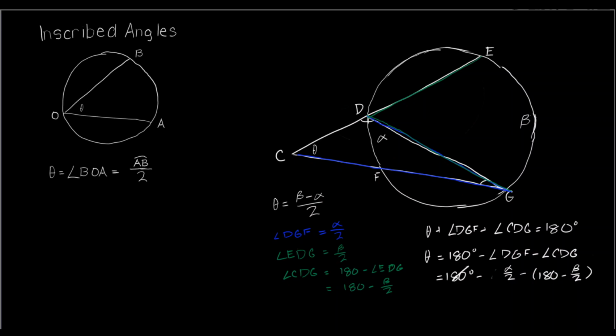These 180s cancel out, and the two negatives in front of the beta over 2 become a positive. So it's equal to beta over 2 minus alpha over 2, which is equal to our initial expression up here. So great, we just solved a problem with secants using inscribed angle theorems. Pretty cool.